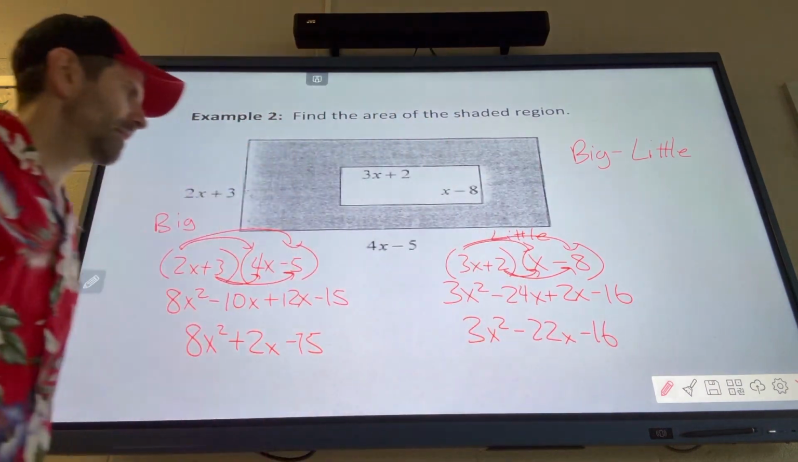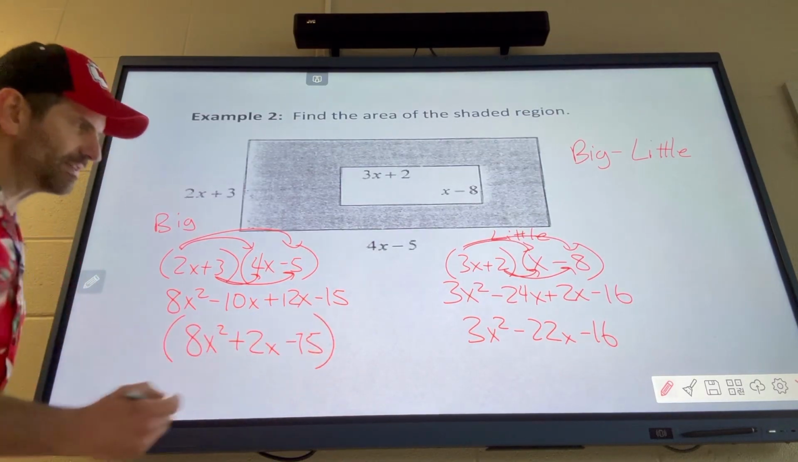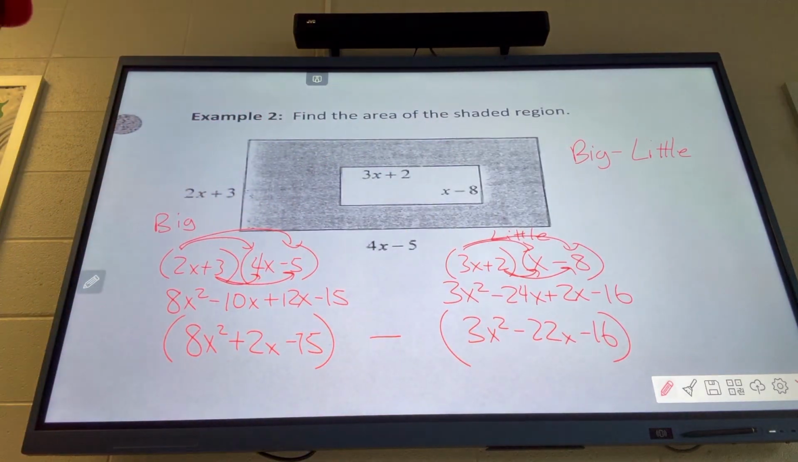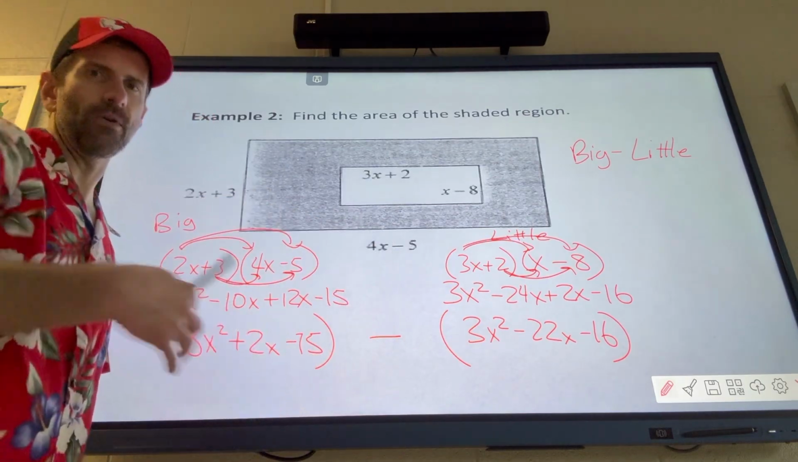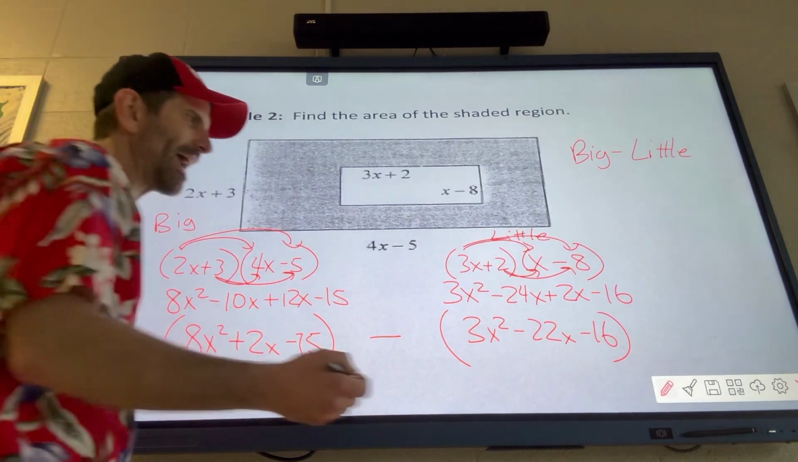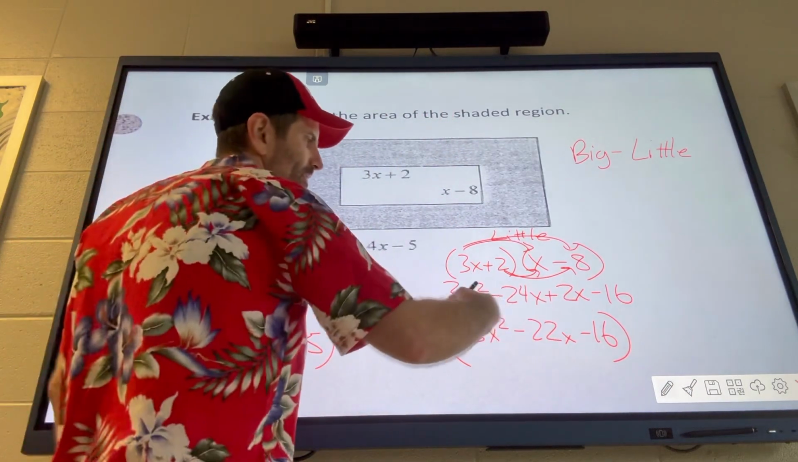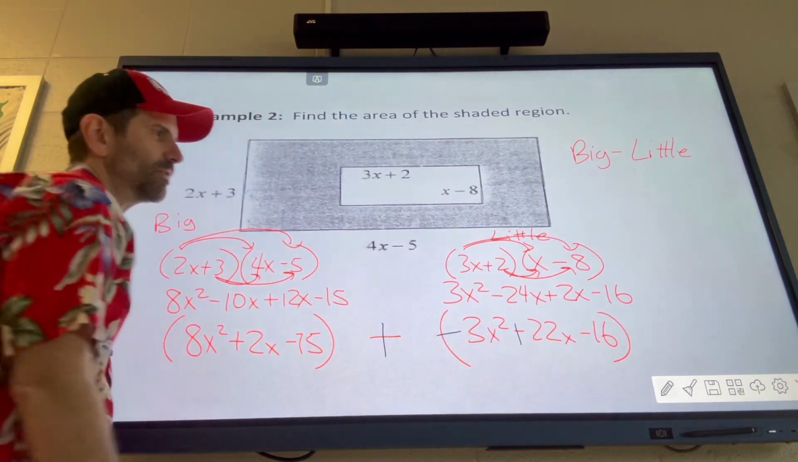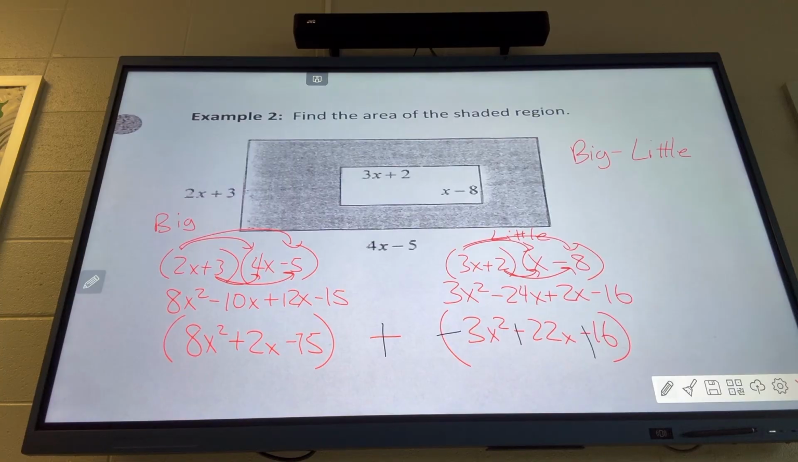And now, class, what you got to do is put parentheses around them because we are going to subtract them. And one thing we really need to be careful with subtraction is we got to make sure to distribute the negative. Or another way to think about it is we need to add the opposite. So we're going to add the opposite of this polynomial. So it's going to be negative 3x squared plus 22x plus 16. And then we're just combining like terms.